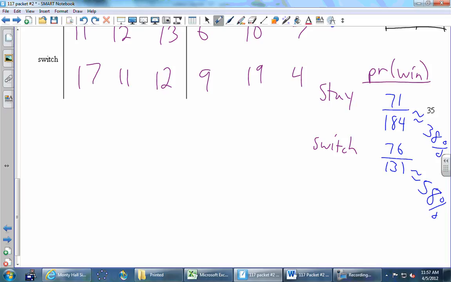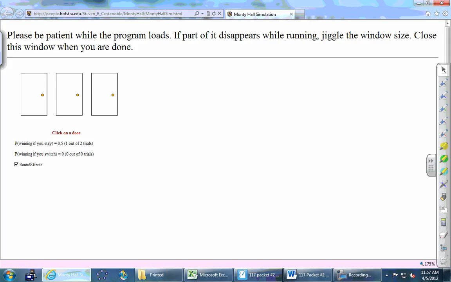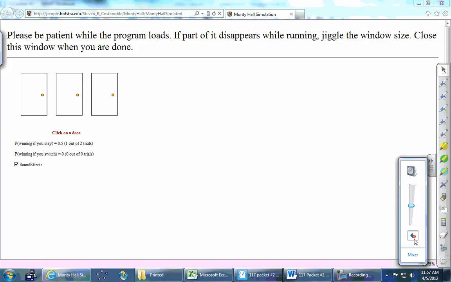Now I want to try to convince you guys that it is the best strategy. So first of all, it's really counterintuitive because it feels so 50-50. The moment that we open that door, let's go back to our pig example here, the moment we open the door, it feels like it's gone to 50-50. So let's give this a shot.